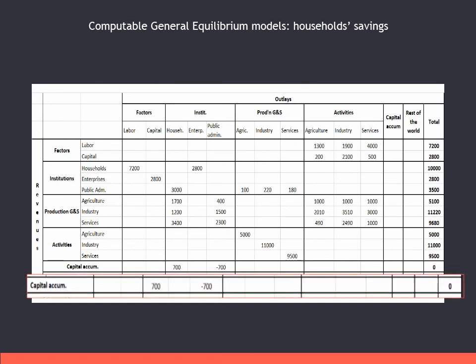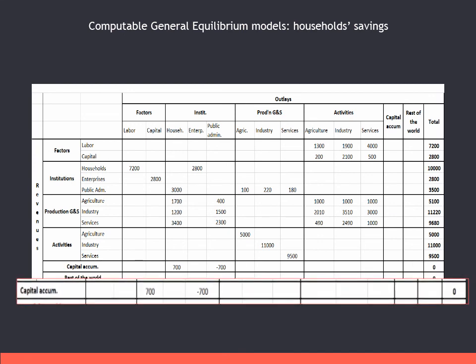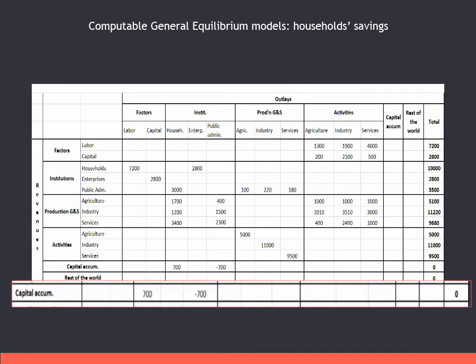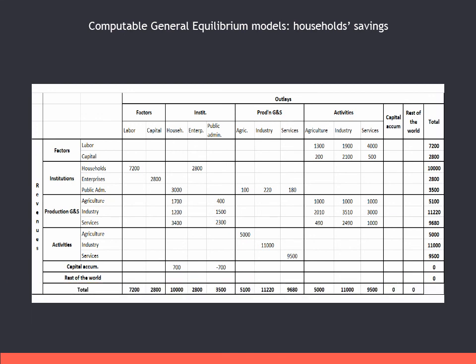And so this is new, and if you add 700 plus minus 700, you've got a total of 0, which corresponds to the total of the column capital accumulation, and it corresponds to the macroeconomic equilibrium, which was savings plus pub sold equal to 0.